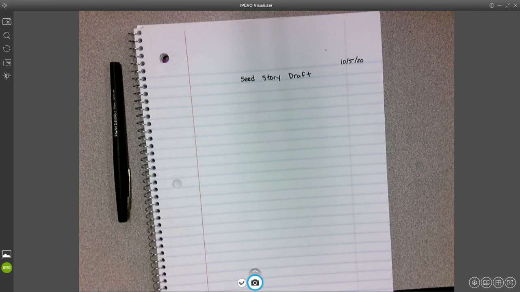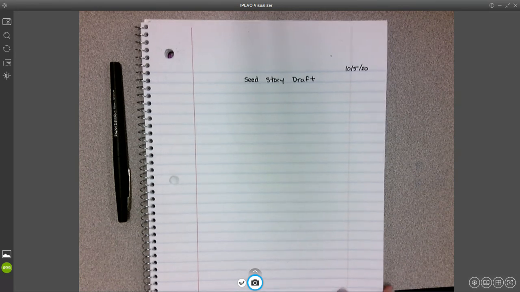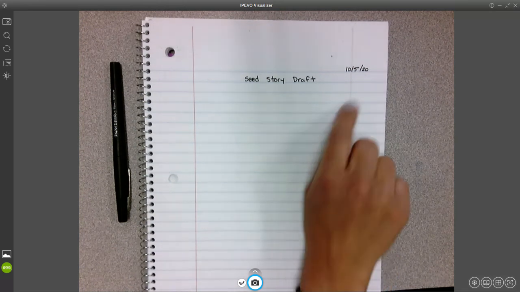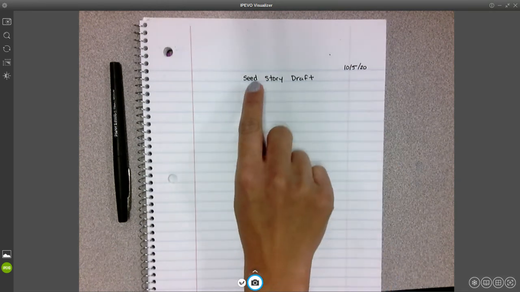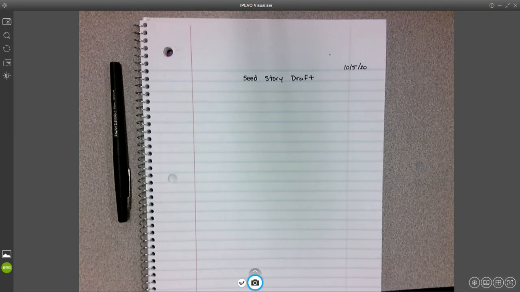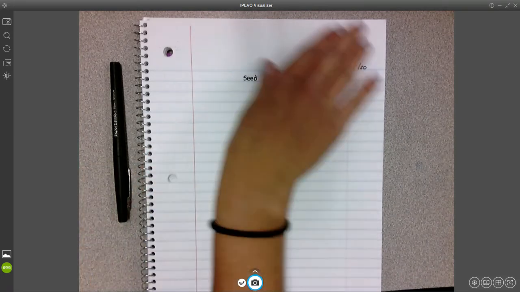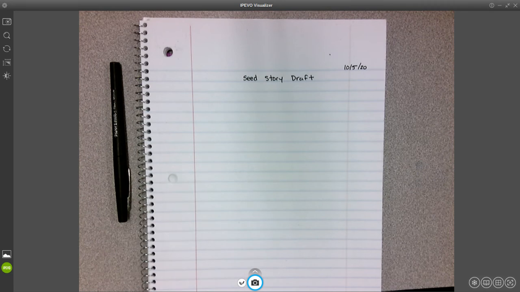All right, friends. Today we are going to start working on our personal narrative drafts. So I opened to my next clean page in my literacy notebook, my remote learning literacy notebook. I've dated it in the corner and I titled it Seed Story Draft. So at this moment, I'd like you to pause and finish this part until you keep going.